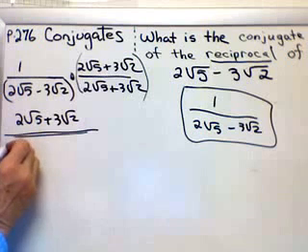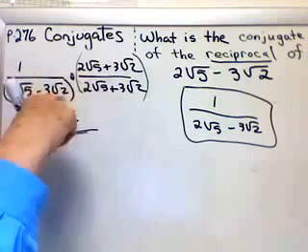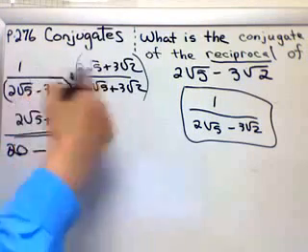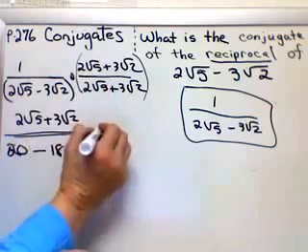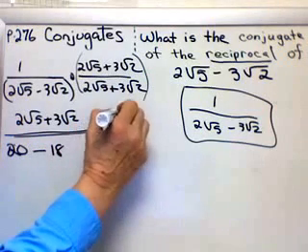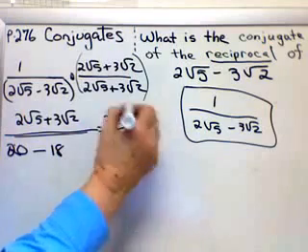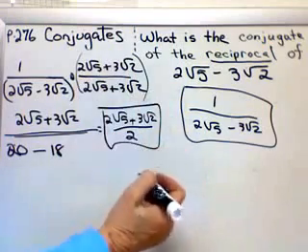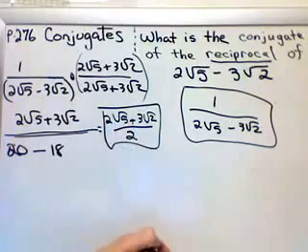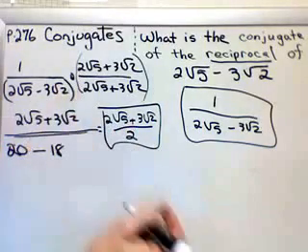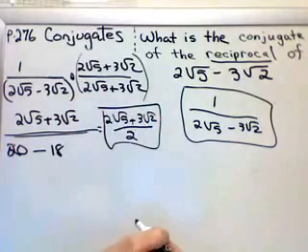let's see, 4 times 5 is 20, right? And then no middle term, and then I get minus 3 times 3 is 9, times 2 is minus 18, so I get a 2 here. So 2 root 5 plus 3 root 2 all over 2. Now, that's the simplified expression for the reciprocal. What's the conjugate of that? In other words, what can I multiply that by so that I don't have any radicals there?